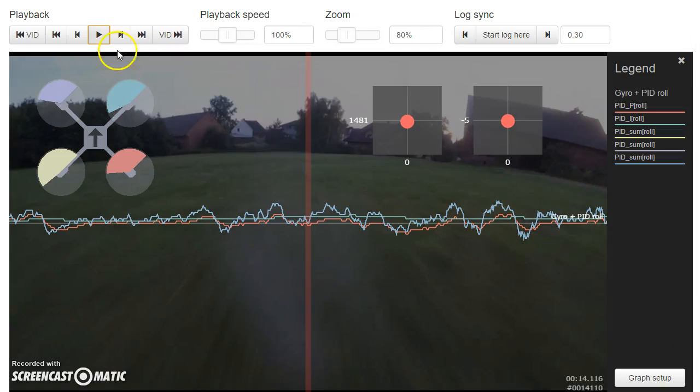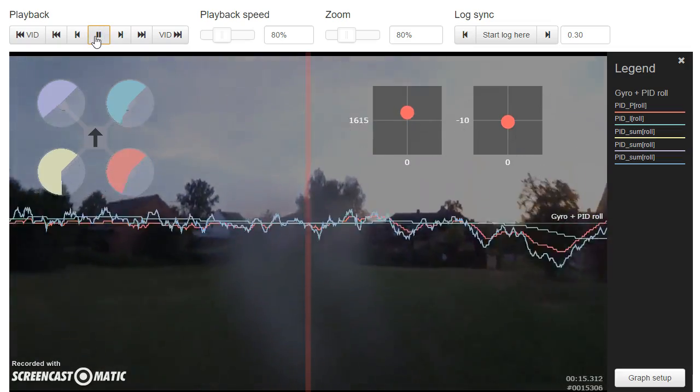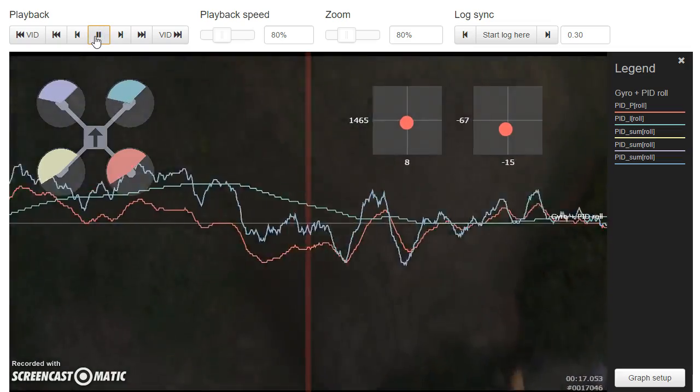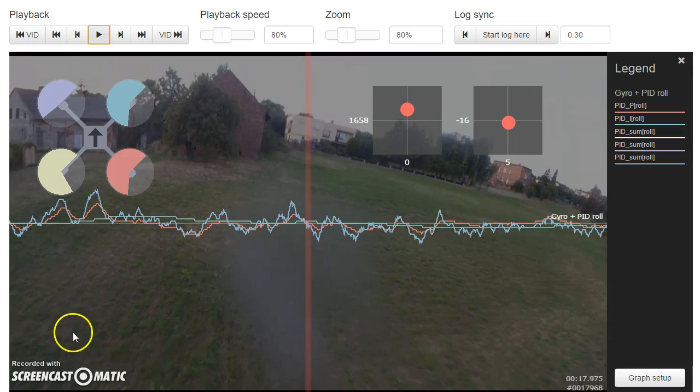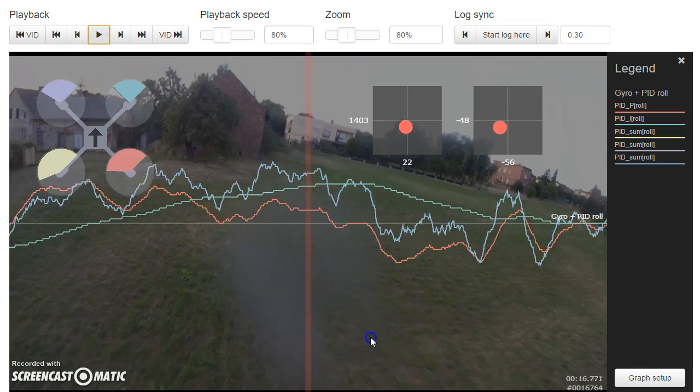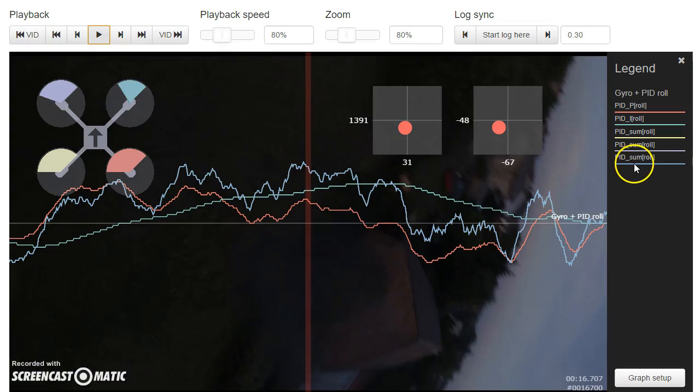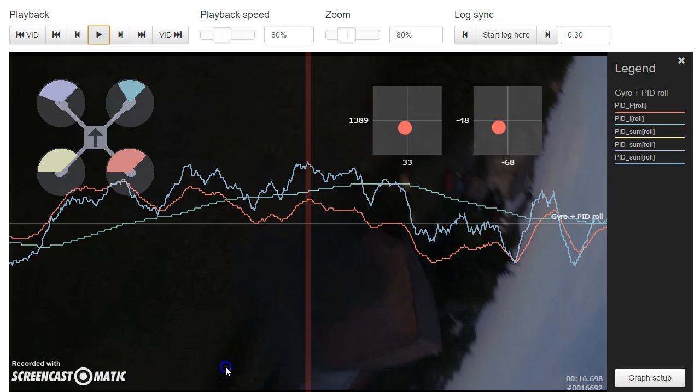So here is a portion of the video. I'll slow it down just a little where there's a turn. Isn't that nice? Isn't that beautiful? It's a very nice turn. And I've got this graph set up with the PID sum, the I term, and the P term basically is the only things I'm graphing.